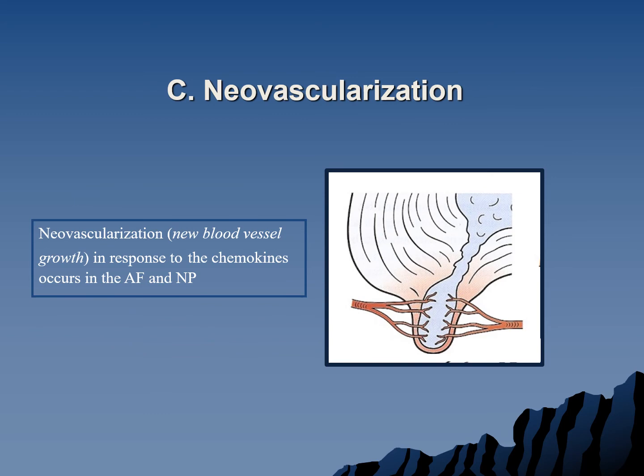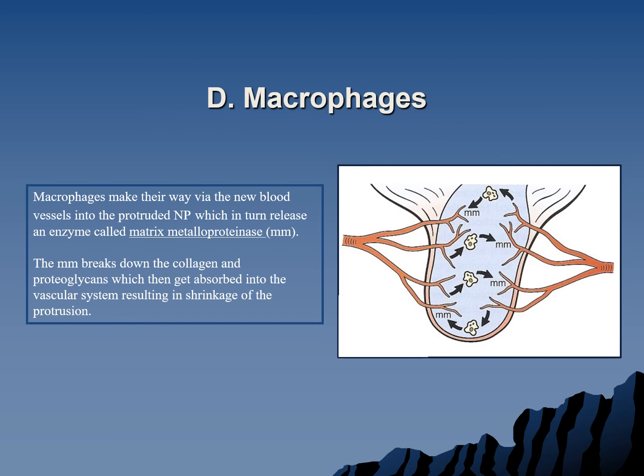So here we have the neovascularization, or new blood vessel growth, going directly into the protruded material and deep within to the nucleus. And what's going to happen is macrophages are going to come through those new circulatory channels. They're going to secrete an enzyme called matrix metalloproteinase.